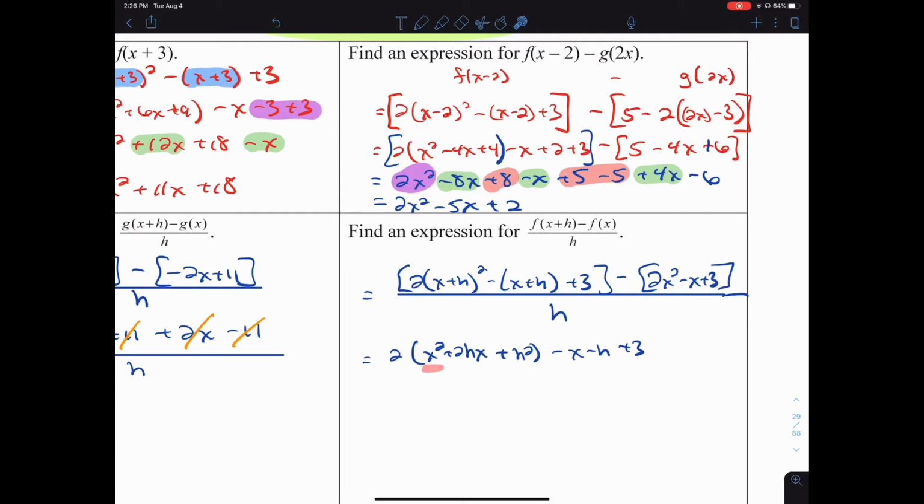First term squared plus, or it could be minus if this was minus here, the product of 2 and the first term and the last term, and then plus the last term squared. This here was distributing the minus, bring down the plus 3. Going to distribute this minus now and get minus 2x squared plus x minus 3. This is all over h.